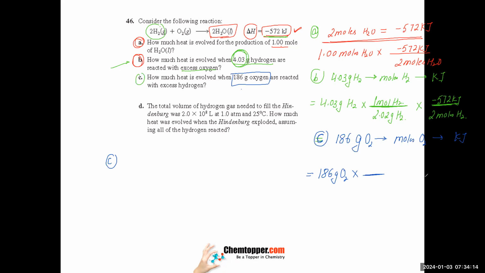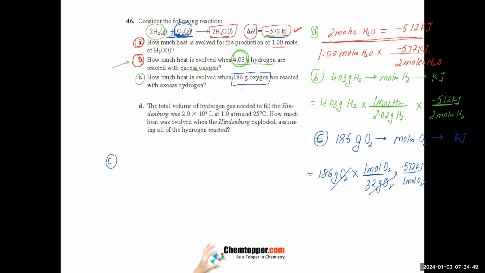Grams to moles. Look at the periodic table. What is the molar mass of 1 mole of O2? 1 mole of O2 is 32 grams. So plug in the ratio in such a manner that grams and grams cancel. Now look at the balanced equation. 1 mole of O2 is giving you how much heat? Plug in that ratio. So minus 572 kilojoules over 1 mole of O2.